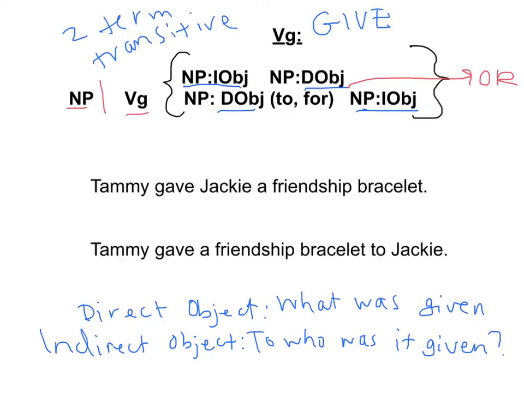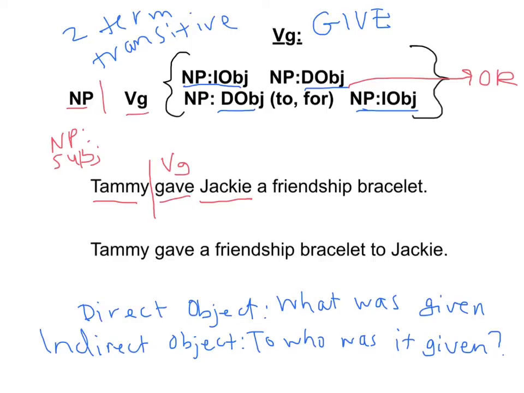Tammy gave Jackie a friendship bracelet. Okay, I start with a noun phrase, which is my subject. Noun phrase, subject. Then I have my verb, my VG. Now, either we have two noun phrases. What are the noun phrases? Break them apart. Where does one phrase begin and the other end? Well, what's the main first noun? Jackie. Who did I give it to? I gave it to Jackie.